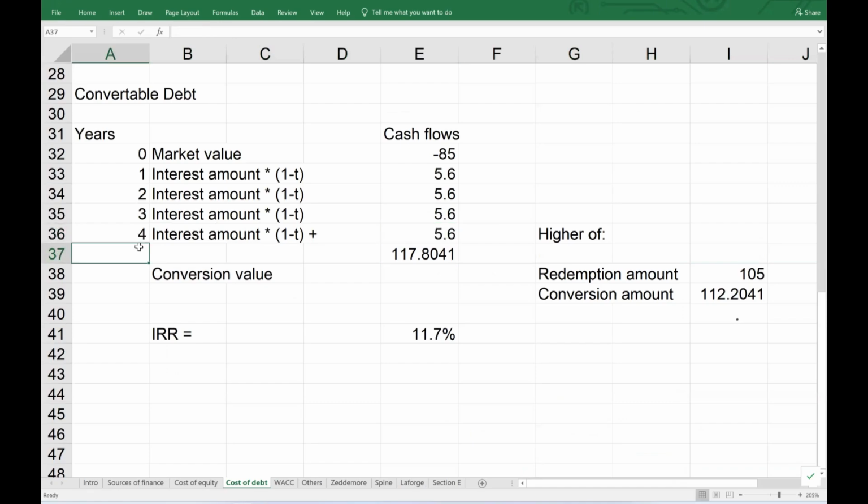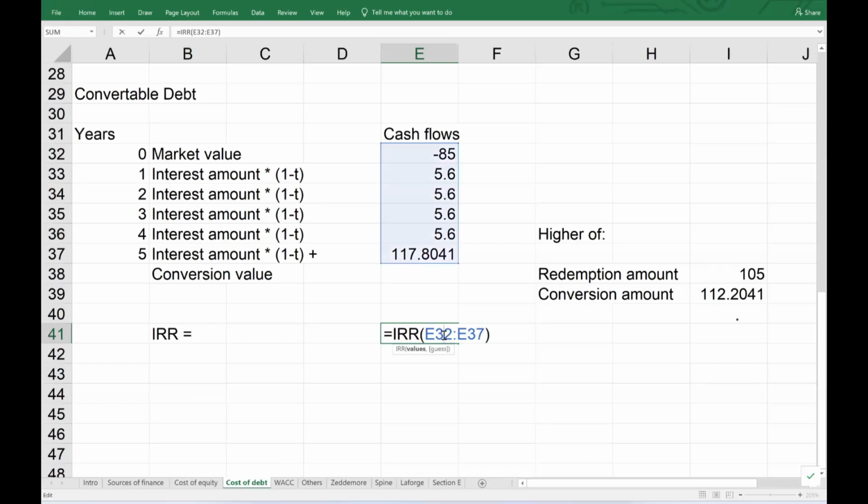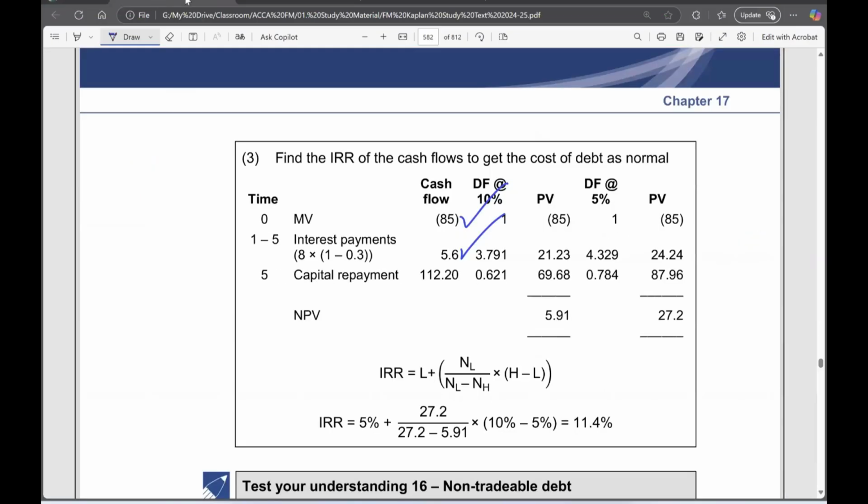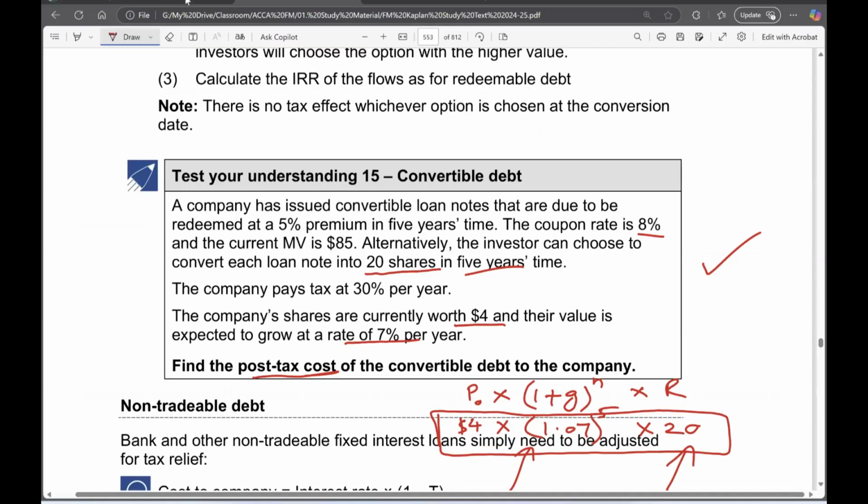Yeah, no, it's correct. 11.7%. Yes, approximately the same. 11.7%. Yes.